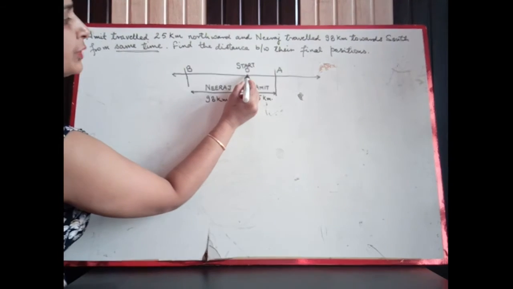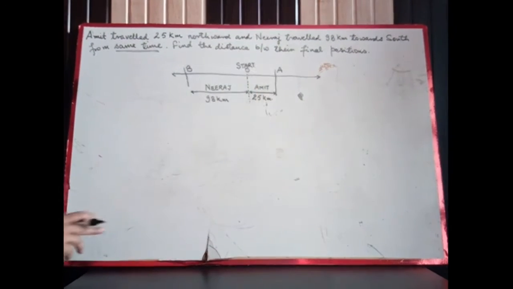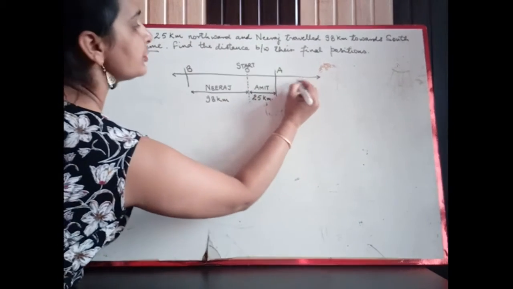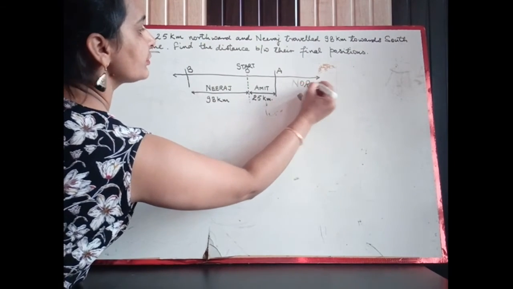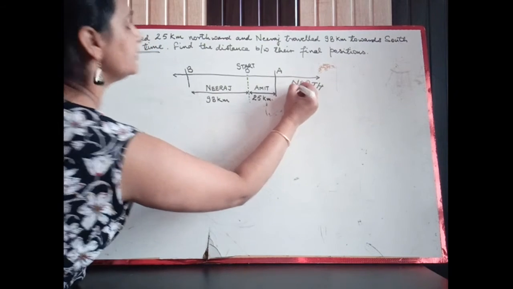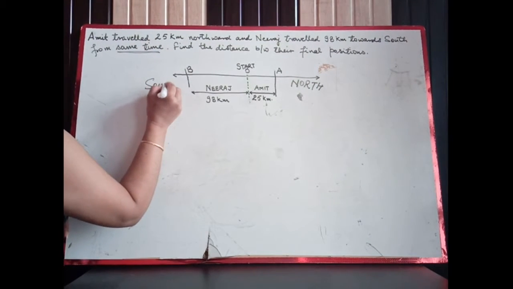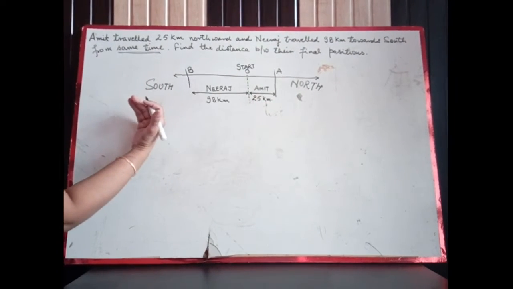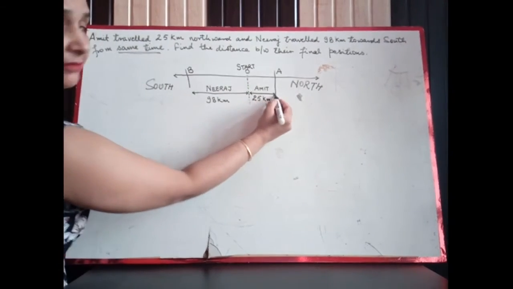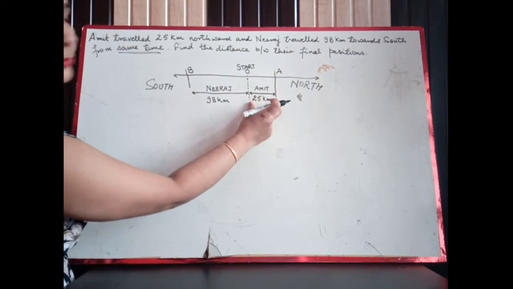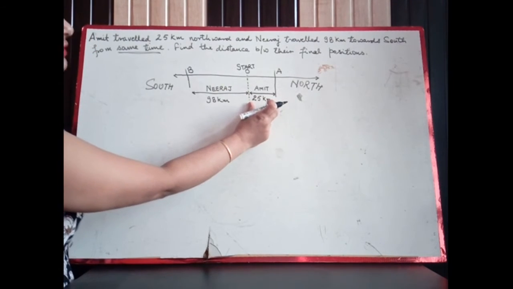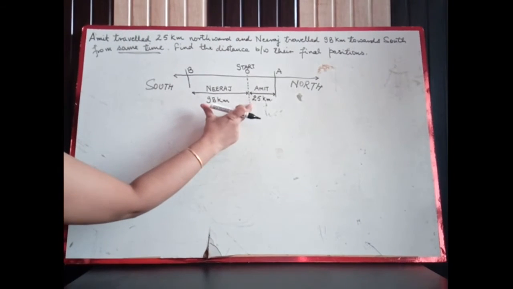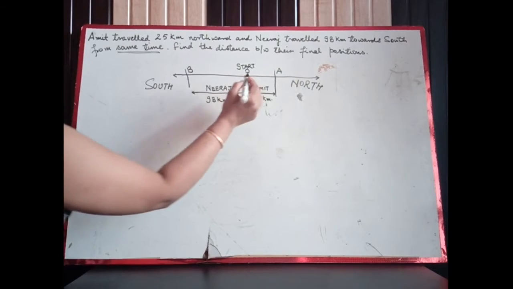That means these two boys, Amit and Neeraj, both are standing here at the starting point. Amit moves towards north and Neeraj moves towards south. Amit moves in this direction and Neeraj moves in this direction. Amit moves 25 kilometers from here to here. This distance is 25 kilometers. Neeraj moves 98 kilometers in this direction. That means Neeraj moves from here to here.